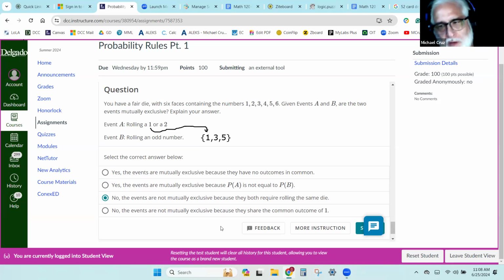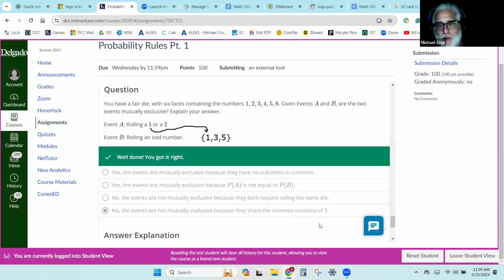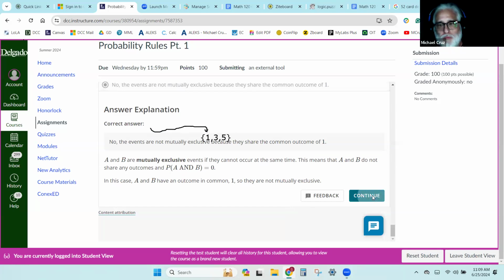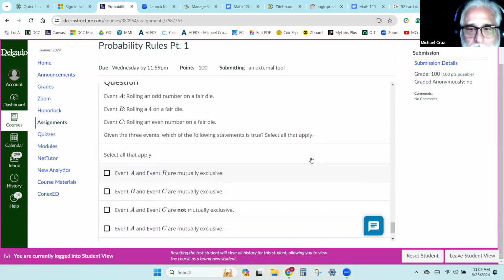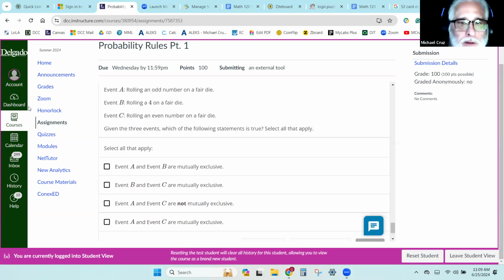I'm not sure what they mean by the common outcome of a one. Oh, yeah, that's right. I thought they were talking about one in the sum of probability. Okay, so that's the answer on that one. Does that make sense? When you've got both independence and mutual exclusivity, that's when it gets tough, and you've got to think about it. All right. So event A is rolling an odd number on a fair die.